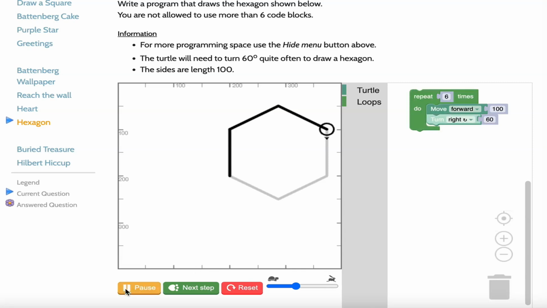Let's have a look. Now, with the use of the repeat block, I'm taking 2 blocks, moving forward the correct length as given to me, turning, of course, 60, which was also given to me, but also now mathematically deduced in order to create the hexagon correctly. Did you understand the maths behind that question? Were you able to make the connection between shapes, angles, and how to draw this question most effectively? Well done if you did.